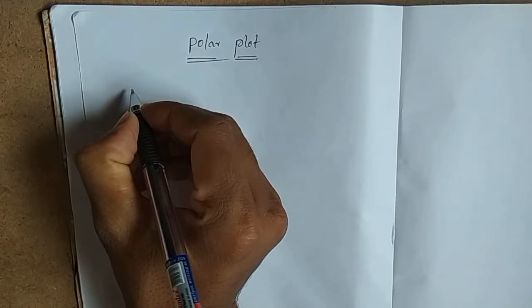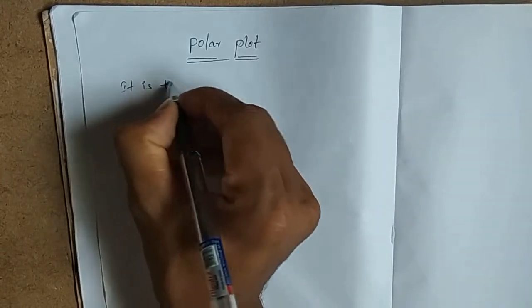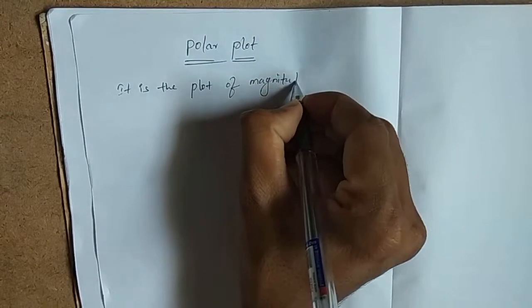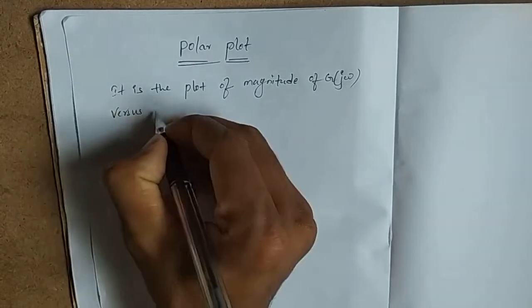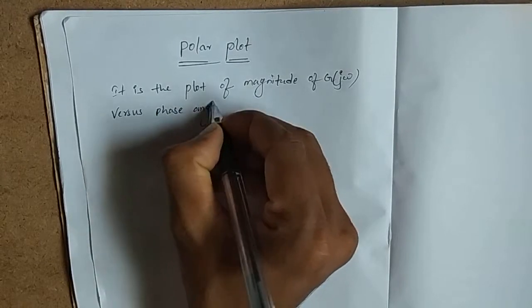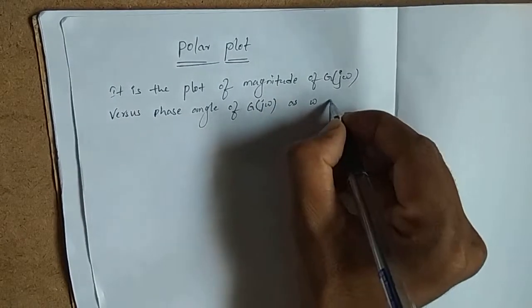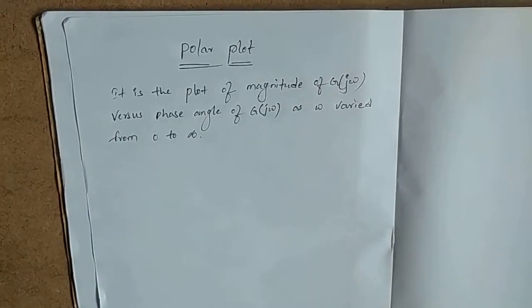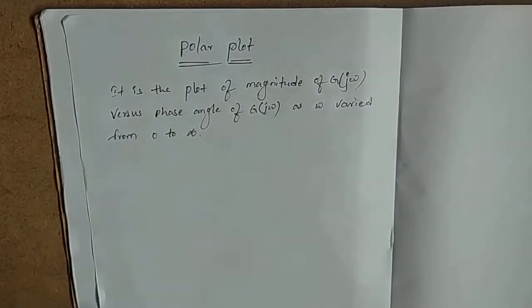Hi friends, now we are seeing the topic polar plot. The polar plot is a plot of magnitude of G of j omega versus the phase angle of G of j omega, as omega is varied from 0 to infinity, on polar coordinates.